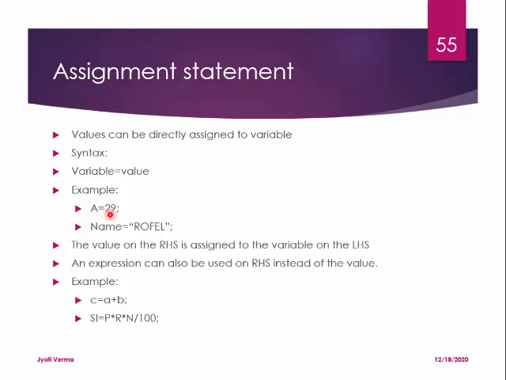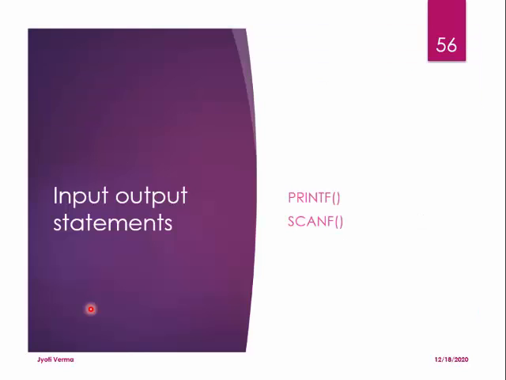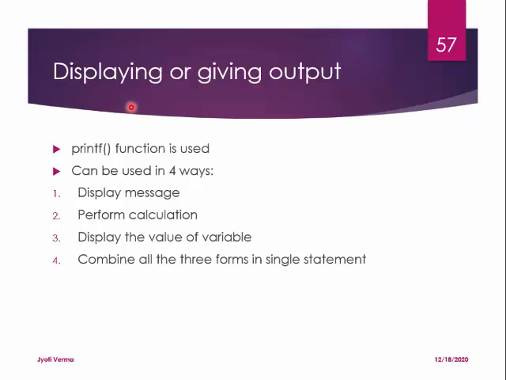What does this mean? The value 29 is being assigned to whom? It is being assigned to a. Name equals to Rafael. That means Rafael is assigned to the name. The value on the right hand side is assigned to the variable on the left hand side. An expression can also be used on the right hand side instead of the value. That means in this way also you can do it: c equals to a plus b. That means on the right hand side there is an expression, and its value will be assigned to whom? It will be assigned to c. Now types of the statements are your input and output statements. Input statement and output are 2 categories.